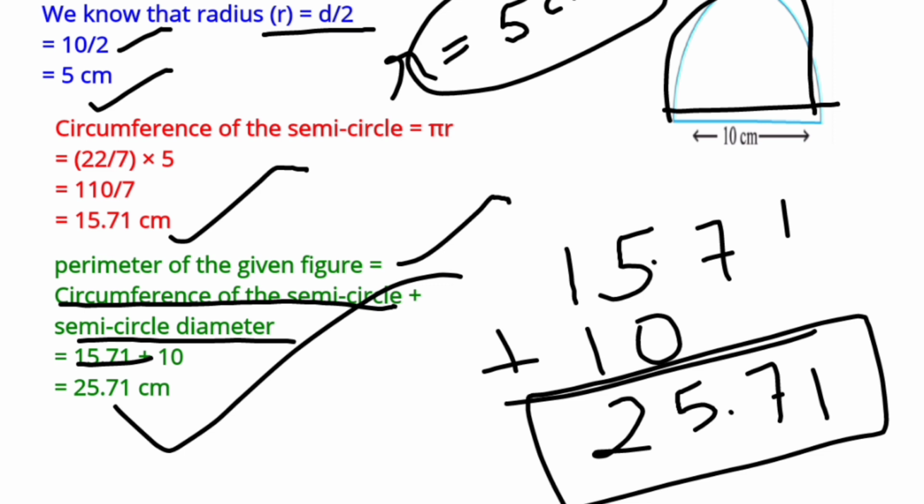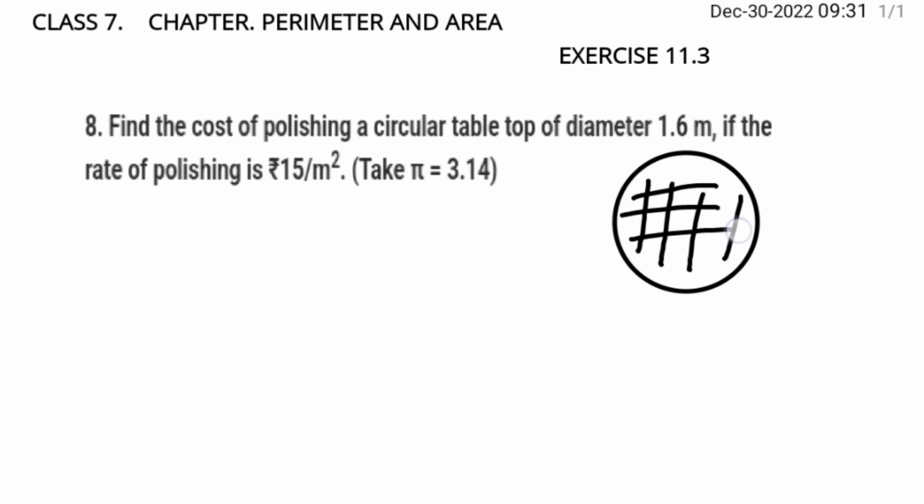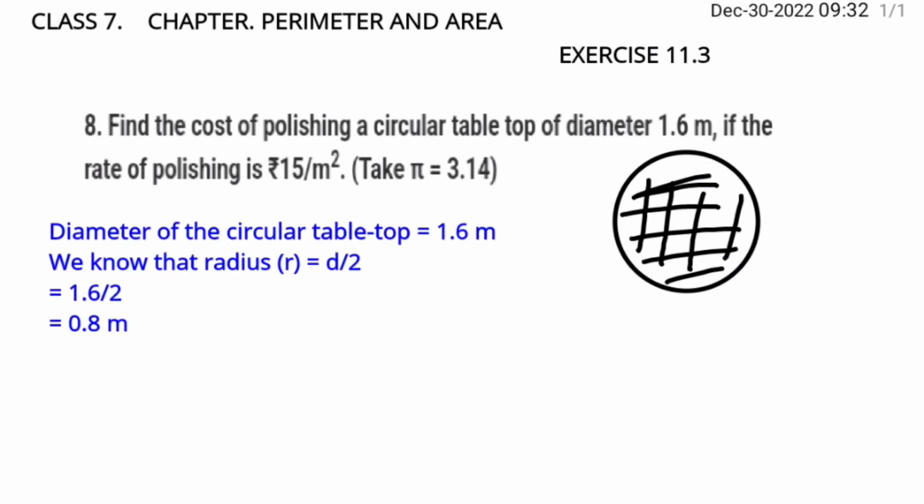Now let's move on to our next question. Find the cost of polishing a circular tabletop of diameter 1.6 meters if the rate of polishing is 15 per meter square. We need to calculate the area, meaning you need to find the whole area of the circle, because they are saying the tabletop is being polished. So first of all we'll write what is given to us. In our question the diameter is given, so I have written diameter of circular tabletop 1.6 meter.